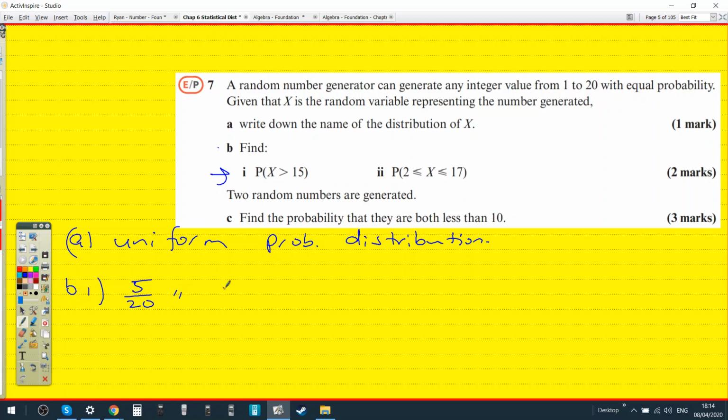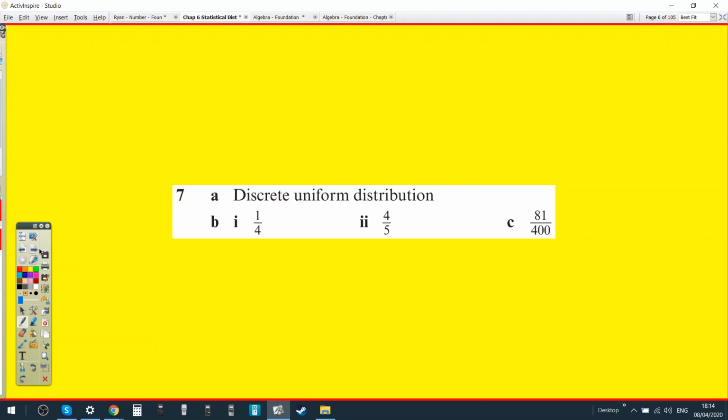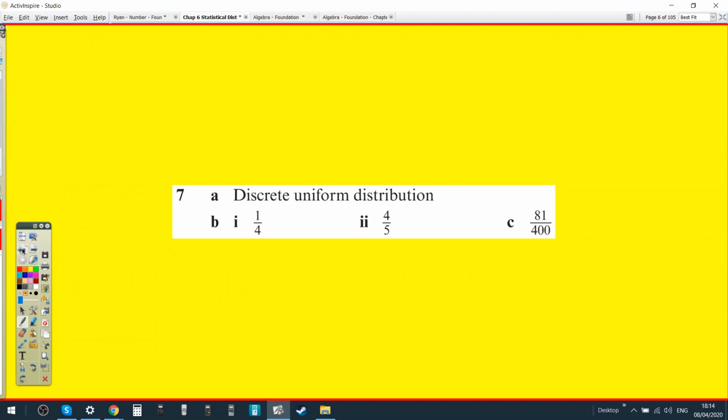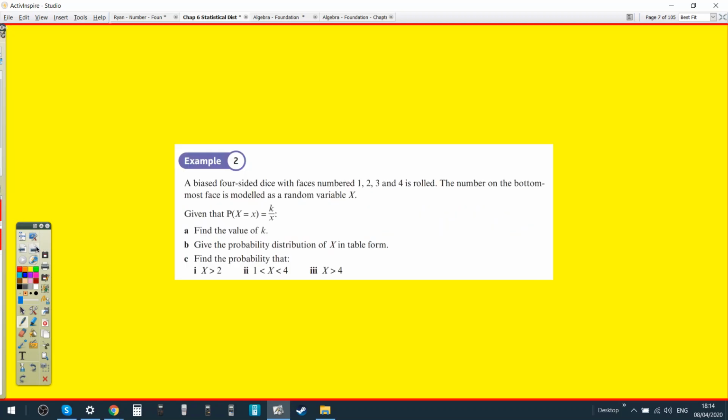And you don't have to simplify probabilities if you don't want to, because you might have to add or subtract later on, so it's good to keep a common denominator. This one's fine, same idea. That one's fine. Discrete uniform distribution. Okay, I think that one's all right.